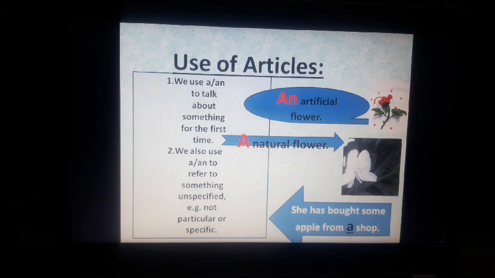This is just some rules. Use of article a or an. Generally, we use a or an to talk about something for the first time. Look at the example: an artificial flower, a natural flower. Now the second rule. We also use a or an to refer to something unspecified, not particular or specific. Look at the sentence. She has bought some apples from a shop. Here the shop is unspecified.